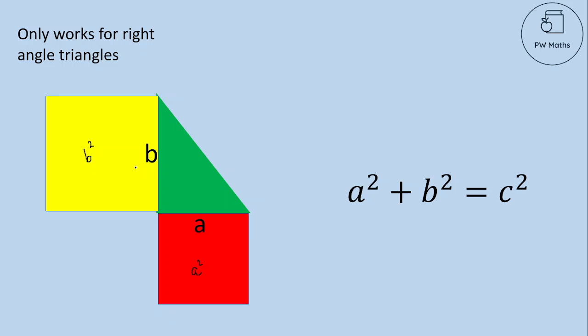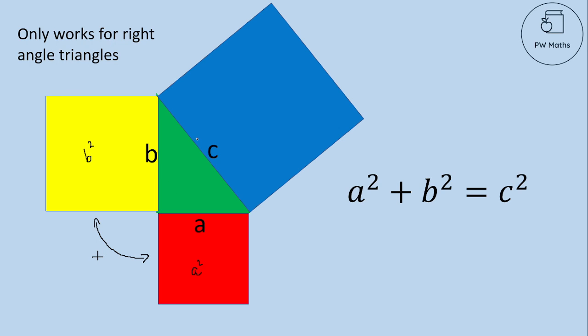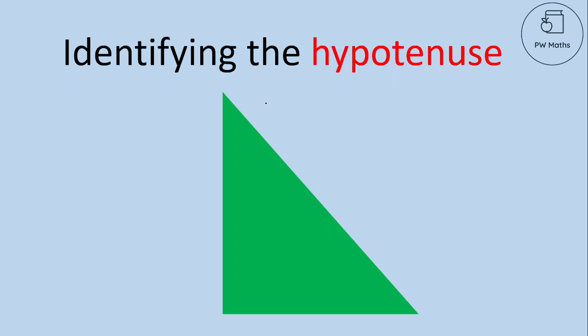And what Pythagoras has found is that if you took both of these areas from squaring the two shorter sides of a right angled triangle and added them together, they would both fit perfectly into the square of the longest side, which we call C in Pythagoras' theorem. So that's where it comes from. And we can use this to help us to find missing lengths.